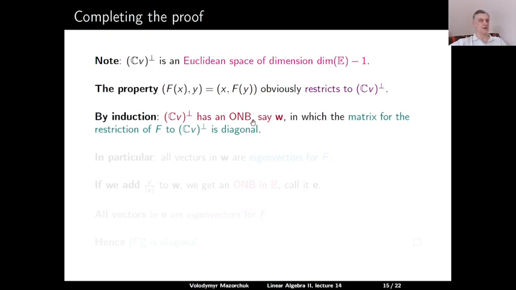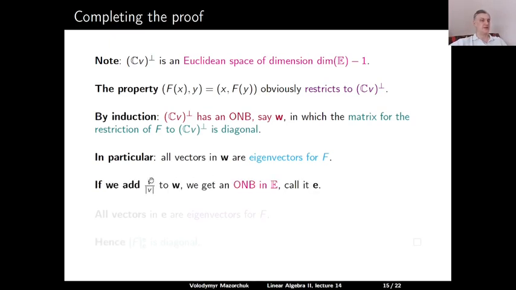So here we use the induction assumption because we are now talking about a Euclidean space of strictly smaller dimension. In particular, all vectors in this ONB in the subspace are eigenvectors for F. So now we can add the normalized eigenvector, which is v divided by the length of v, to this orthonormal basis. It belongs to the orthogonal complement of the span of v.